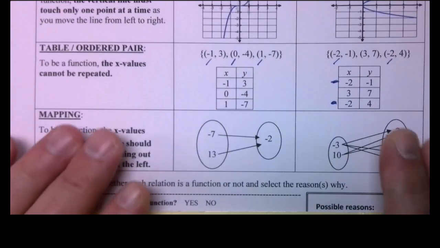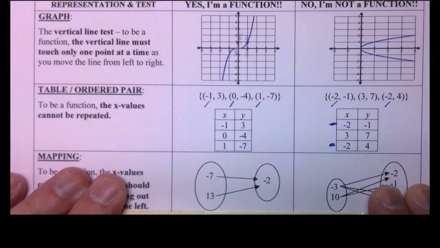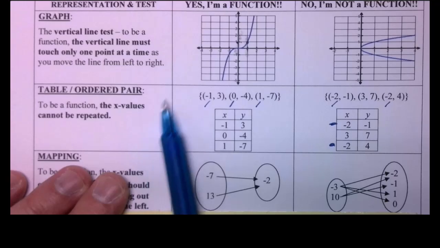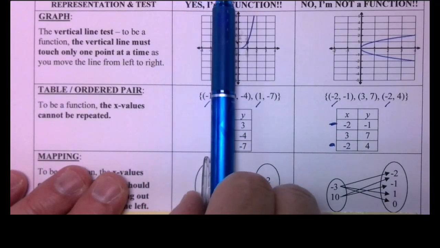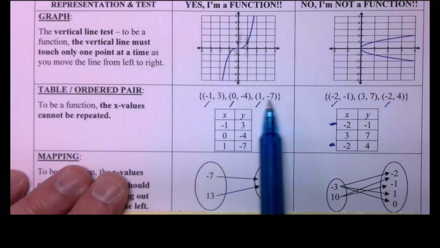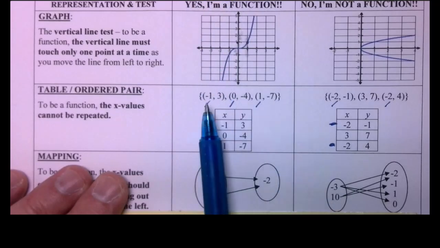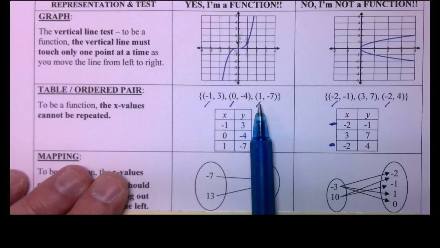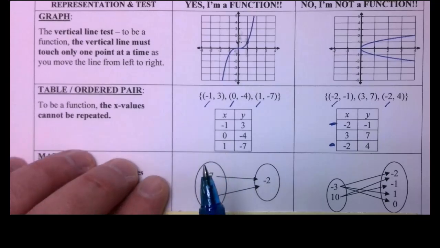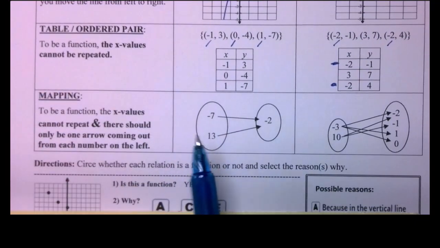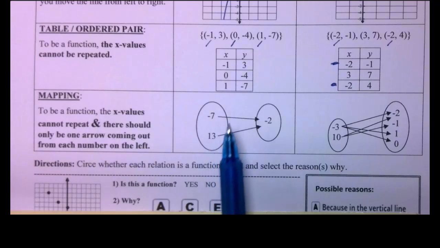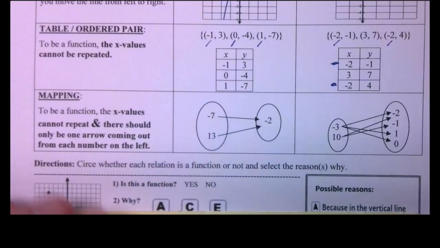So this is what we're going to do in this lesson. We're going to decide whether a relation is a function or not. If you have a graph, you do the vertical line test. You can only touch 1 point at a time. If it's a set of ordered pairs, you look at the x values. The x values cannot repeat in order to be a function. Same thing with the table. The x values cannot repeat. And on the diagram, there are two conditions. The x values cannot repeat, and you should only see one arrow coming from left to right.